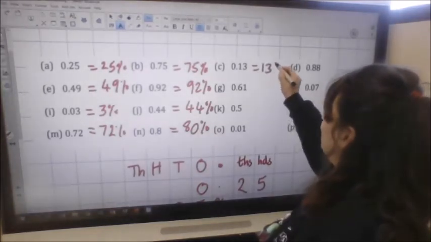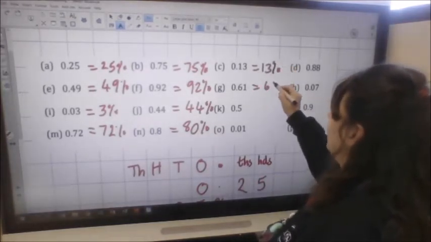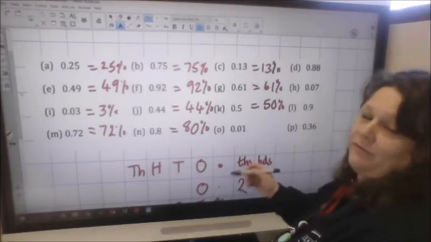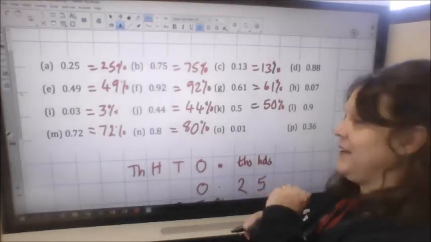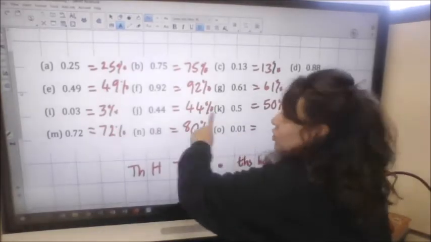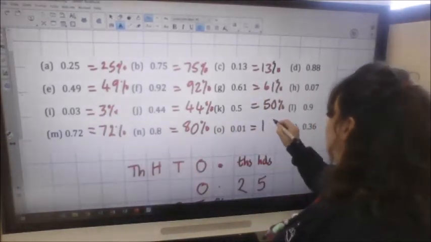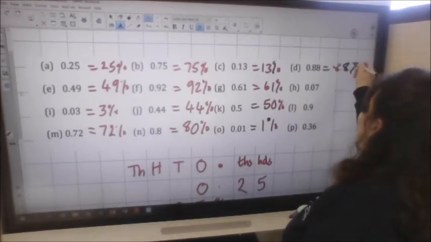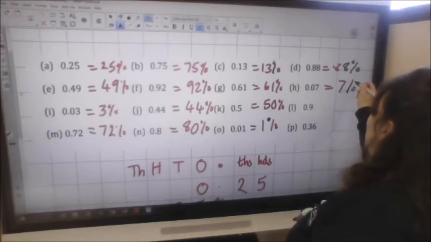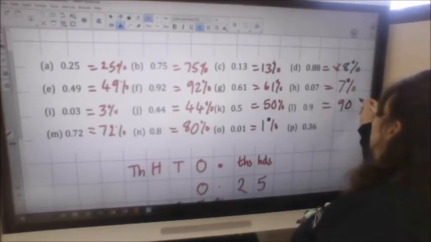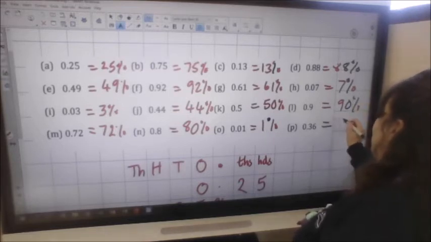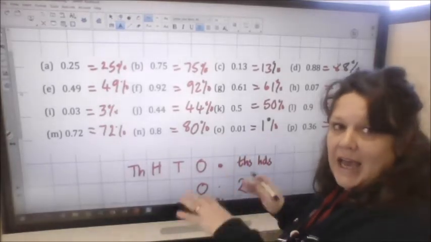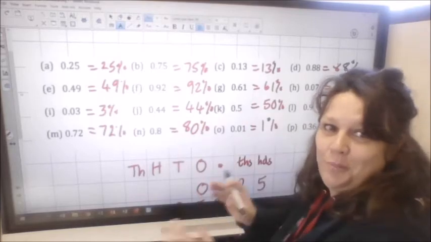Right, we've got 13%. We've got 61%. We've got 50% because 0.5 is a half of 100, 50%. Then we've got, this one's like our 0.03, so that's 1%. We've got 88%. We've got 7%. 90%, and finally 36%. And hopefully now you feel really confident at converting decimals to percentages.